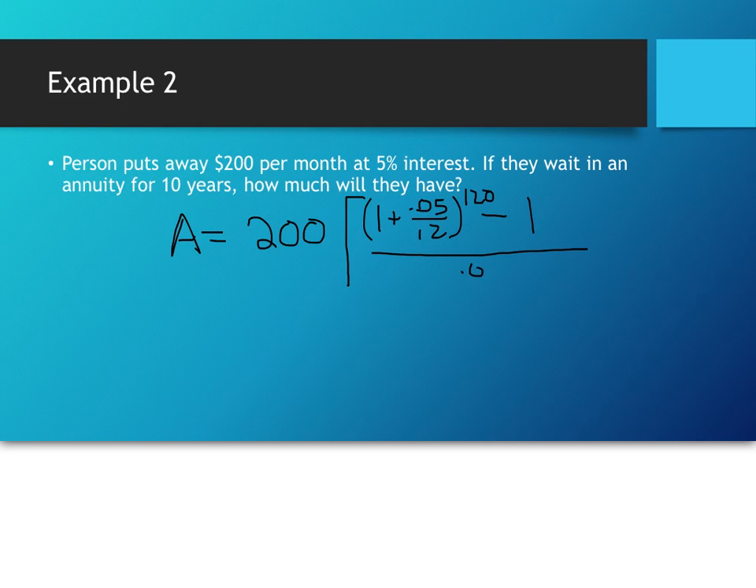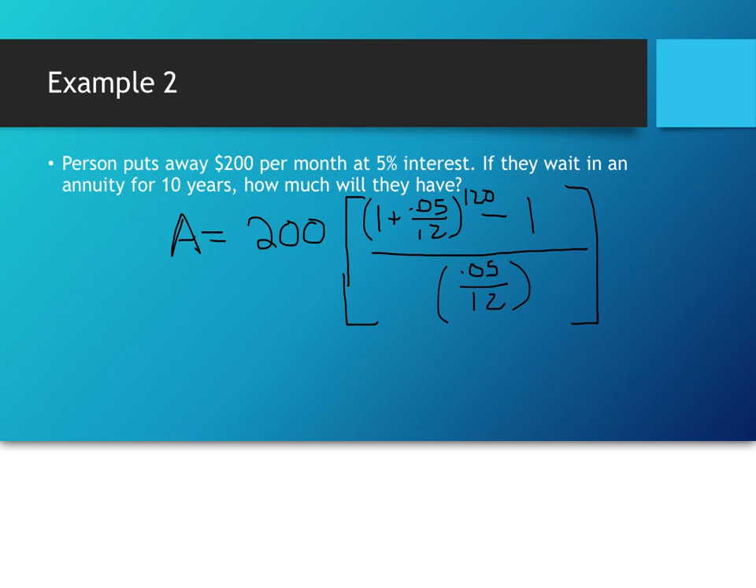Now we're going to divide this by 0.05 over 12. And again, it's important that when you type this in, you put parentheses around the 0.05 over 12. So what I like to do, again, parentheses 1 plus 0.05 divided by 12. Take that to the 120th power. Subtract 1. I got 0.647.